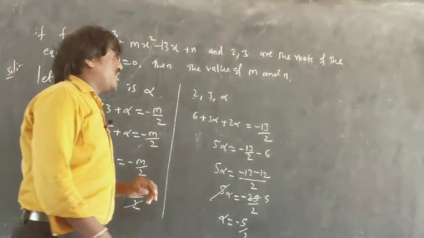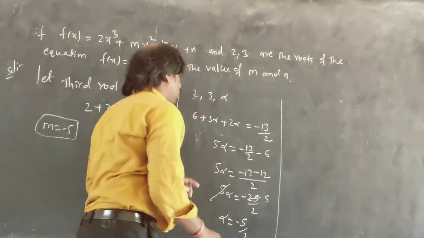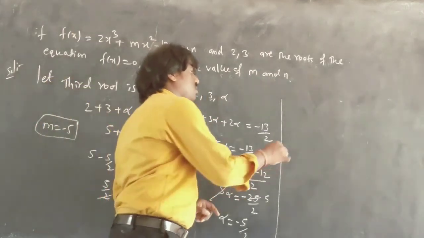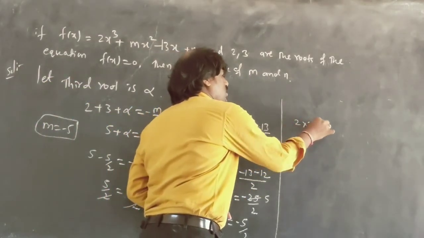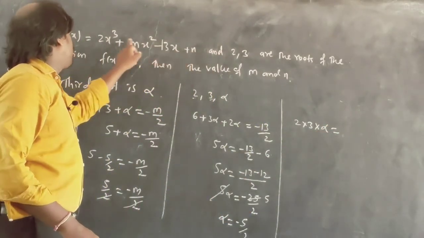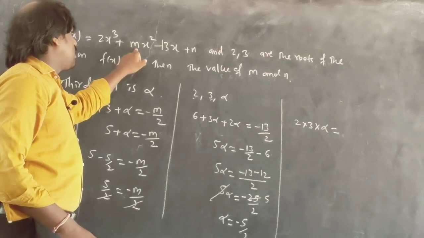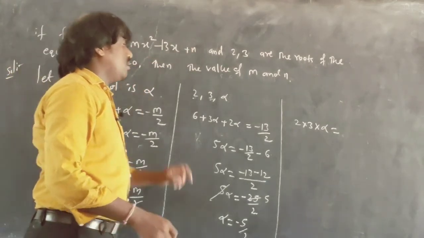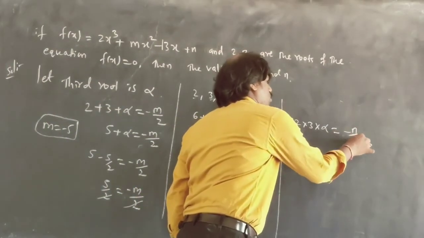Now I can use what here? The product of the roots. What is the product of the roots? 2 into 3 into alpha is equal to what I can write here? This last one divided by the 2. What is the sign? Minus, plus and minus, this is minus. So I get minus n by 2.